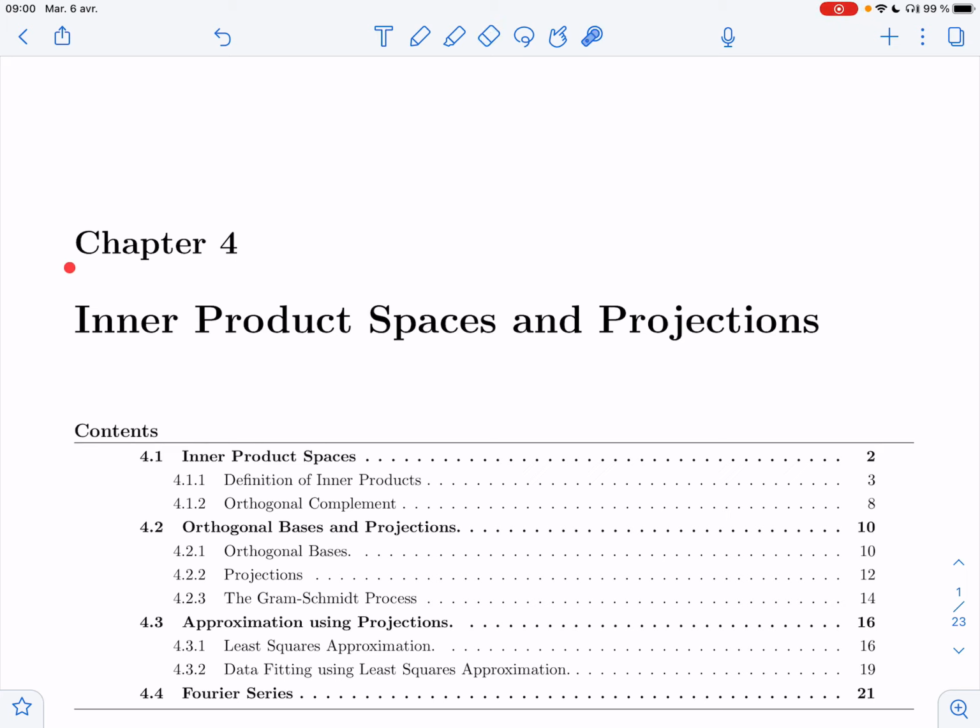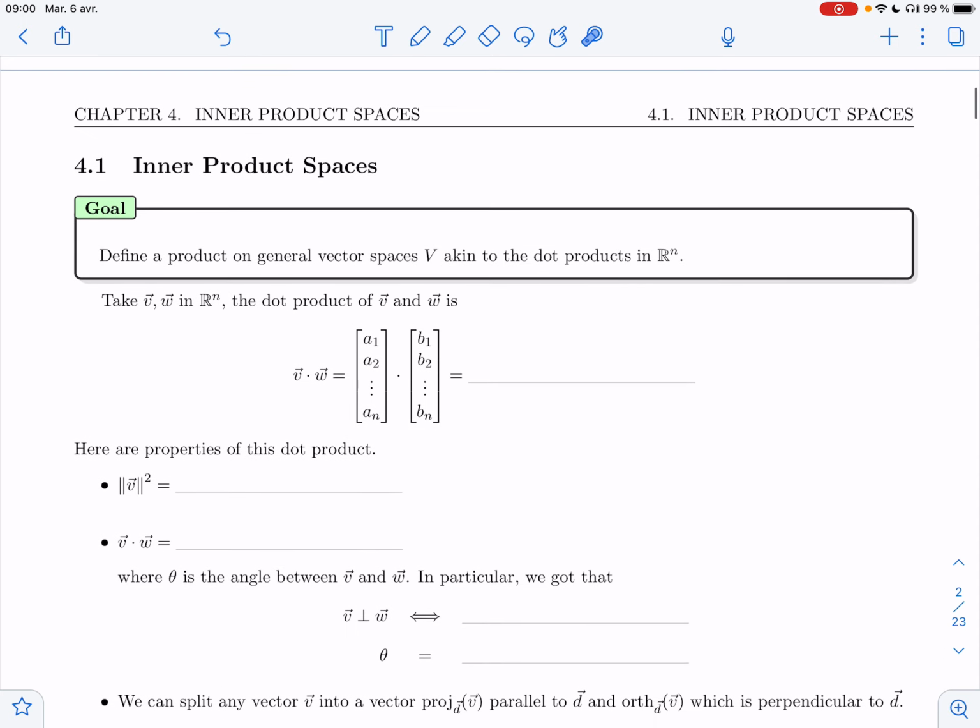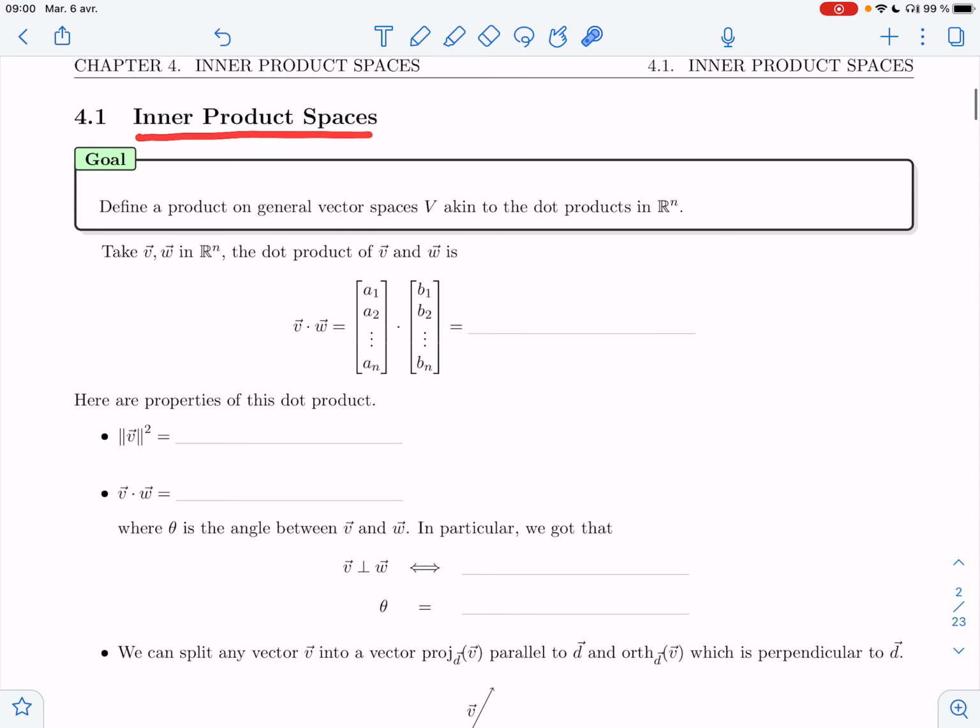Welcome to Chapter 4. We'll be talking about inner product spaces and projections. All right, so let's start with inner product spaces. Our goal is to define a product on general vector spaces akin to the dot product in Rn.